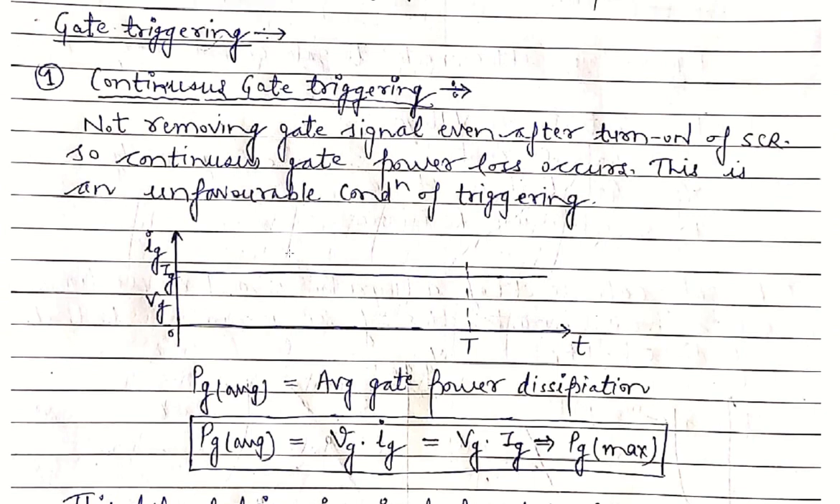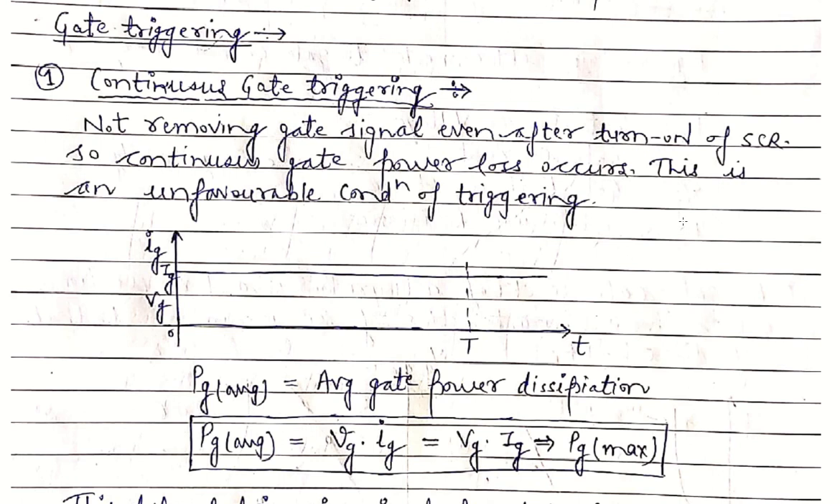This is the method in which, at the turn on time of the SCR, we will not remove our gate signal even after the turning on of the SCR. So continuous gate power loss occurs. This is an unfavorable condition of triggering. As we know, a gate pulse is necessary to turn on the SCR. But if we do not remove the gate signal even after the turning on of the SCR, then continuous gate power losses happen across the gate cathode junction of the thyristor, which is an unfavorable condition of triggering.